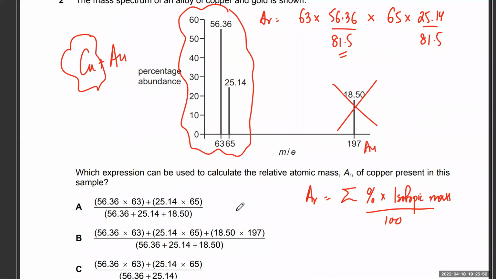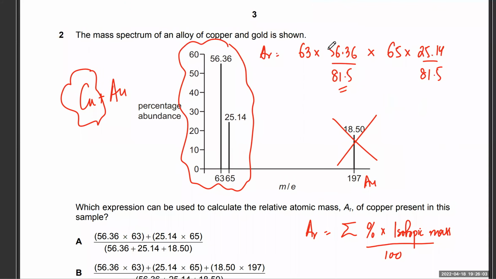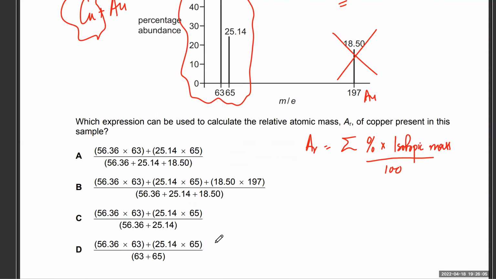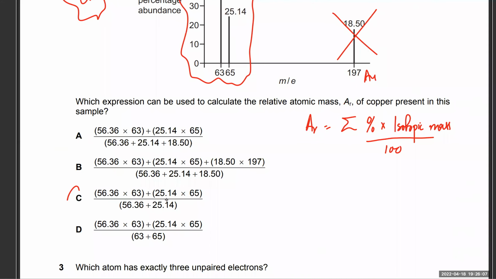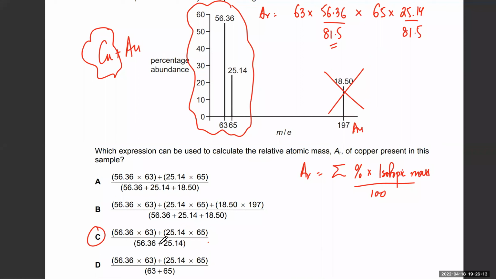So the answer to this one is going to be, with 81.5, I think it's this one. It's C. So this is exactly the same as C. Is this clear? Yep.